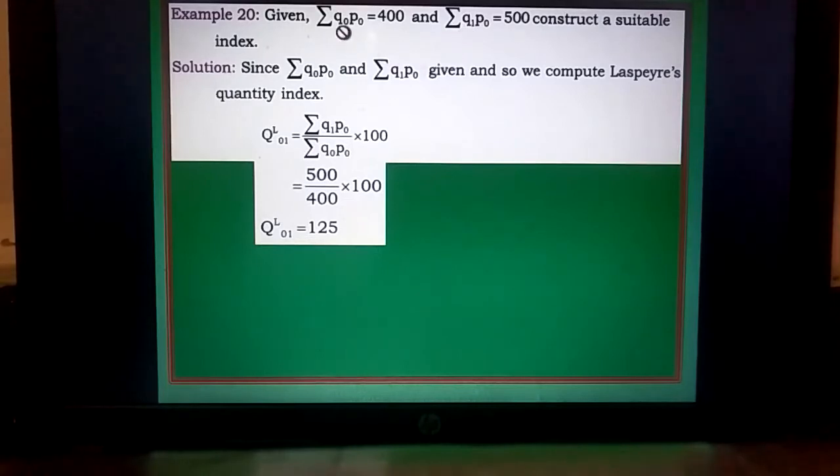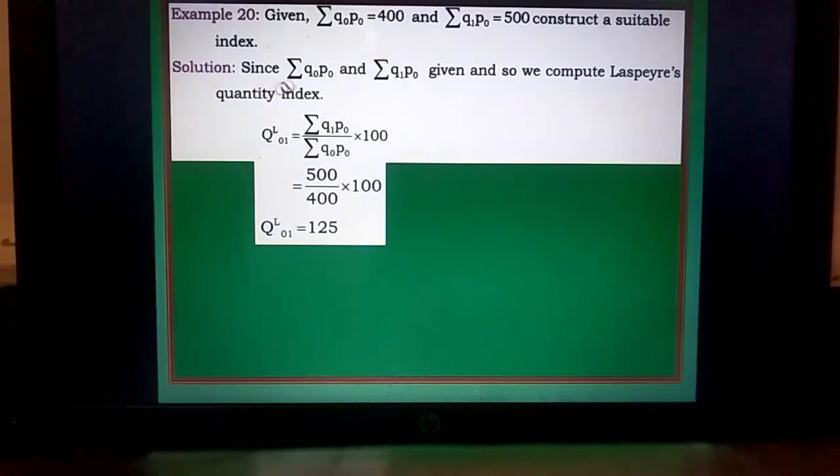Q1 and Q0 are present, so a quantity relative is becoming possible, so we are coming to know that it is quantity index number to be calculated. And the applied weight is P0. That's why we are concluding that last year's quantity index number is to be calculated. So given these aspects you can write first.